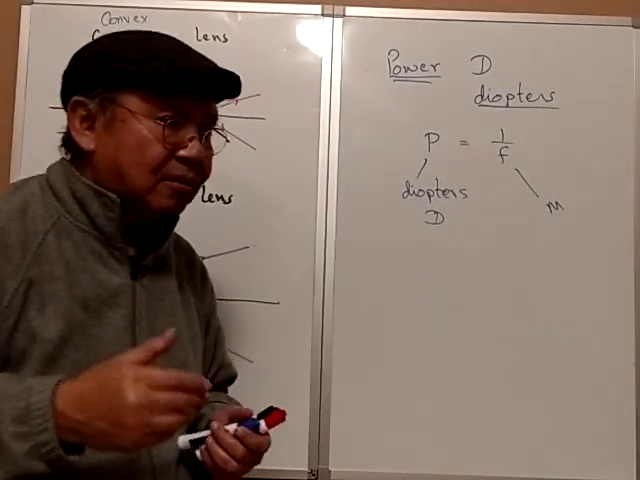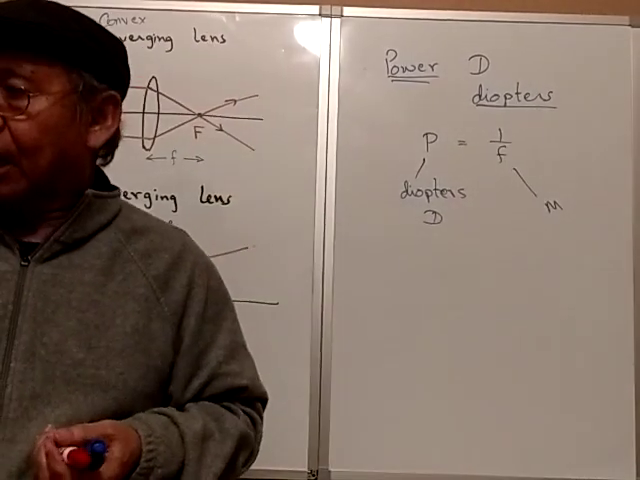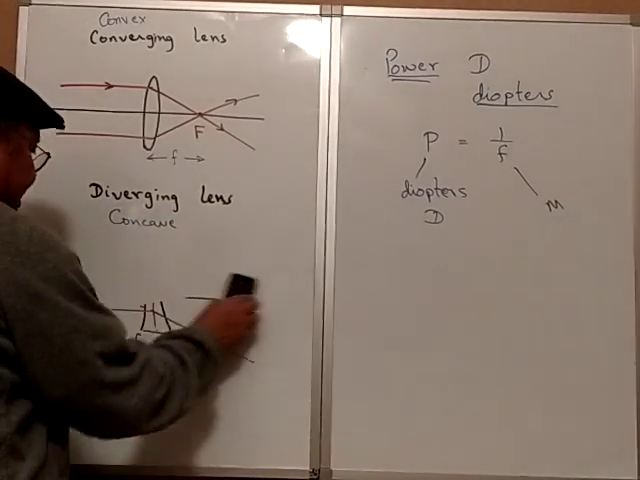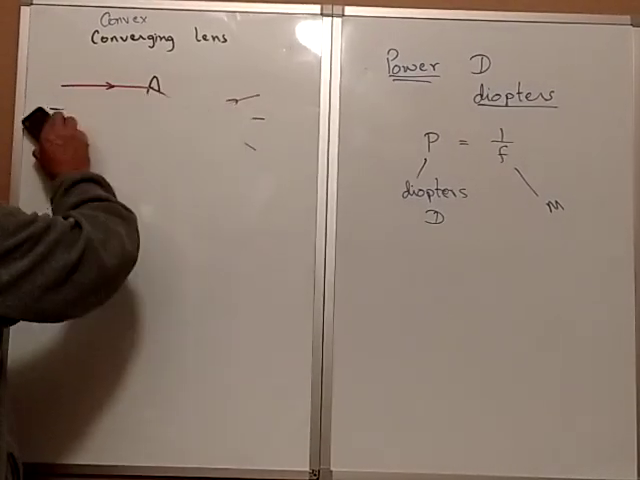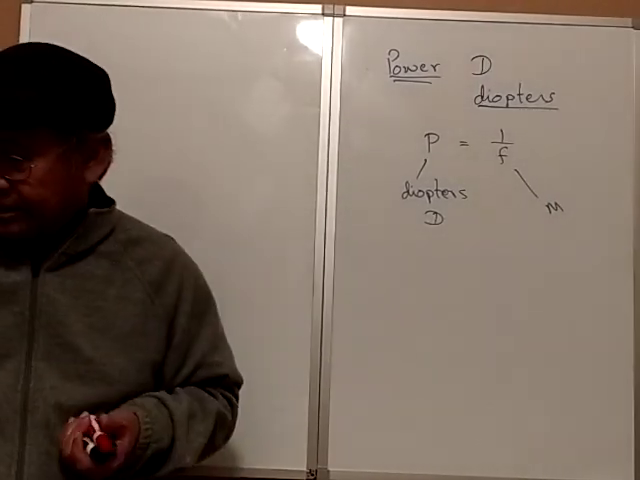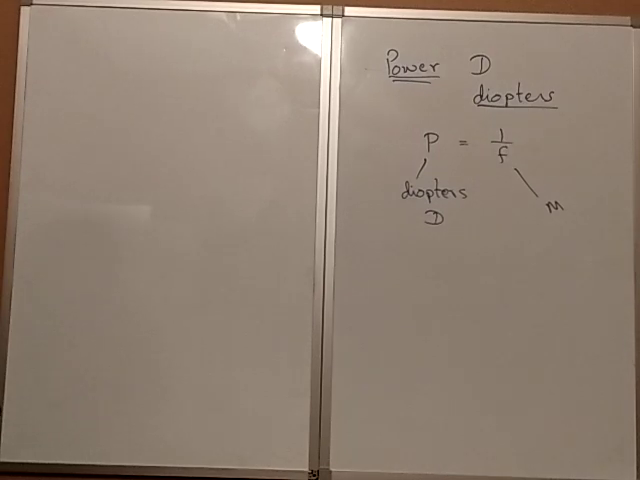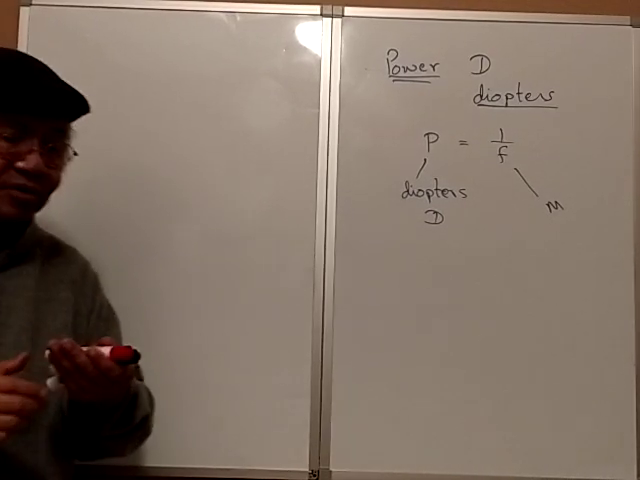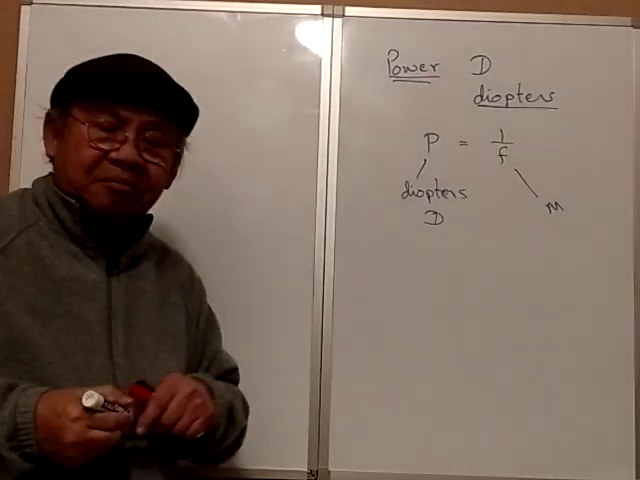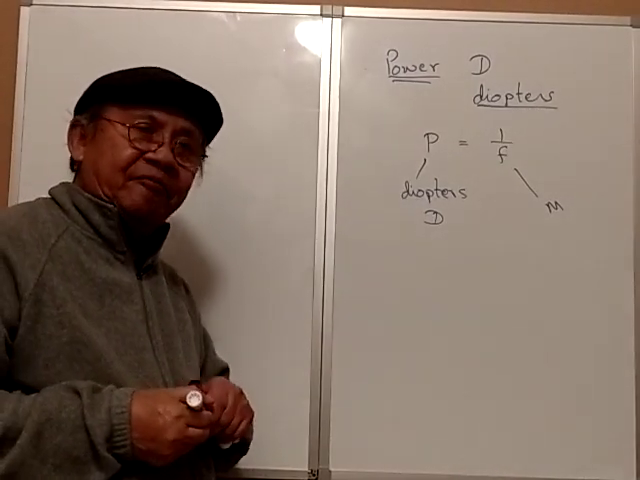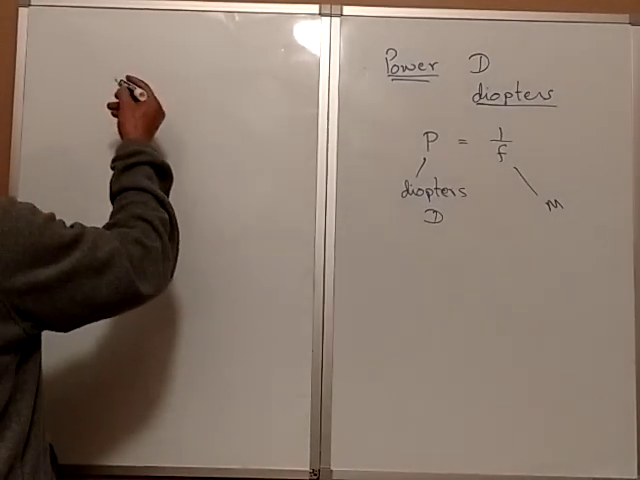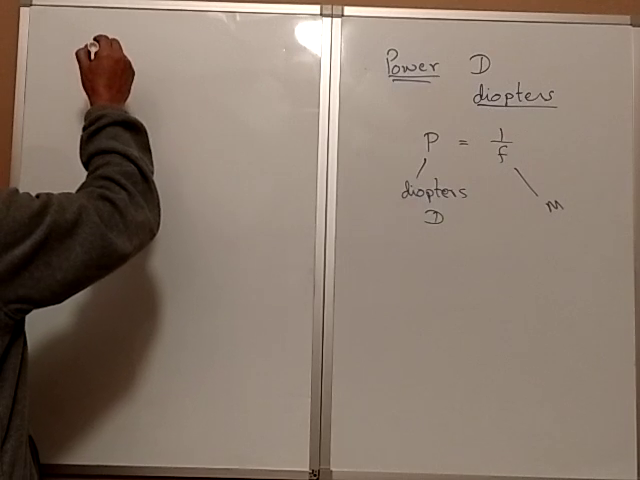All right. Now let's talk about how to form images. So then we will do something called ray tracing, and there are rules for ray tracing. In your book, I think it's on page 907, you have these rules. But I'm just going to explain to you as I draw figures. First of all, I'll draw it for a converging lens.